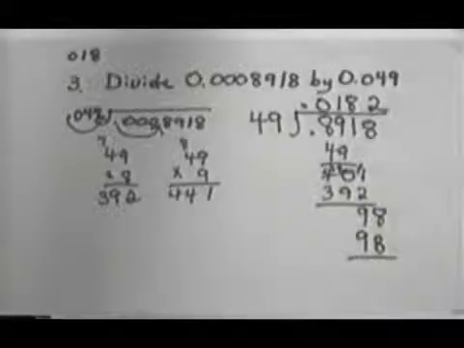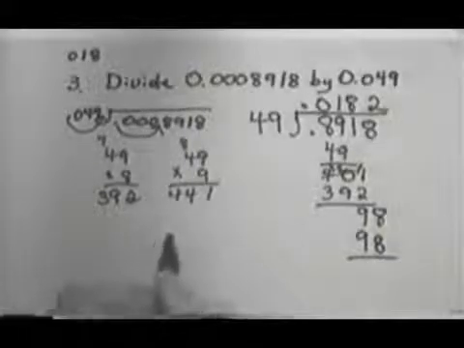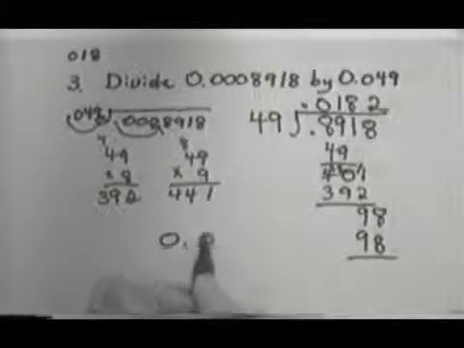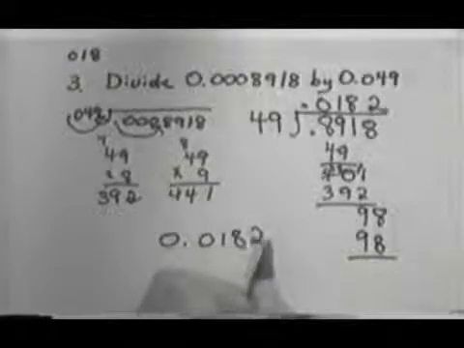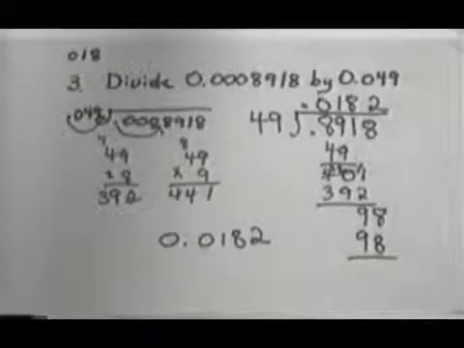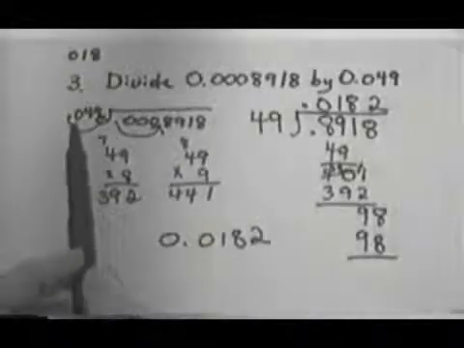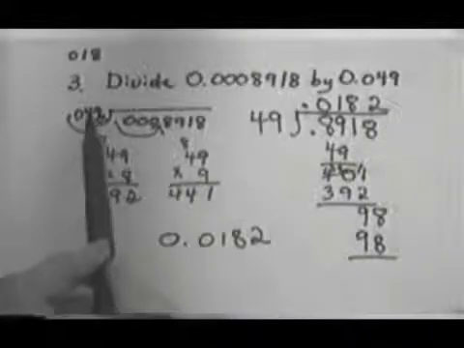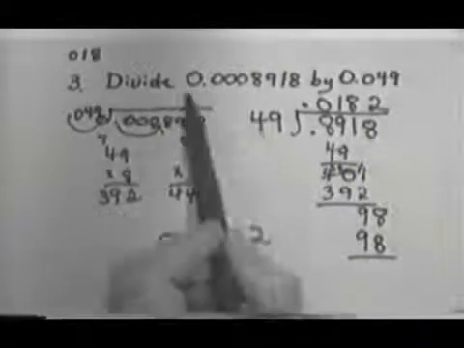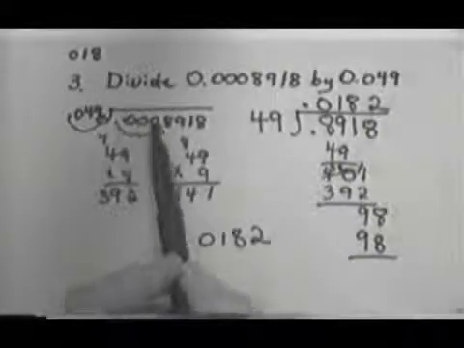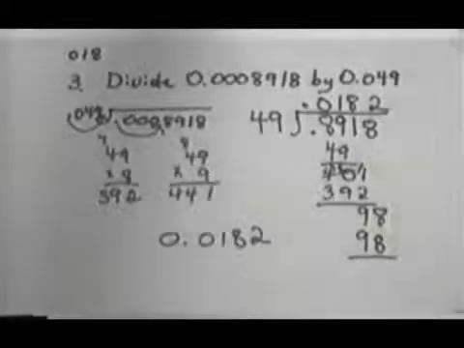So our quotient is 182 10,000. Now we probably write it 0.0182 to tell us that we didn't have a whole number there. If we want to check and see if it was right, we take the 182 10,000 and come over here and multiply it by the 0.049. And then we ought to get this original 0.0008918 if it's correct. And that is what we would get if we checked it.